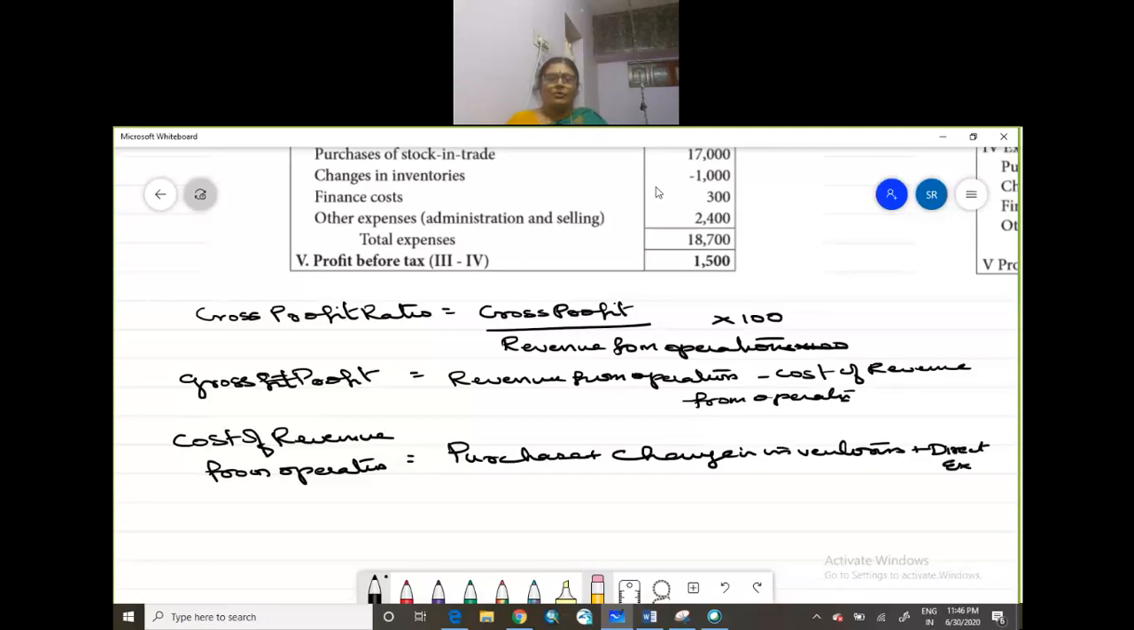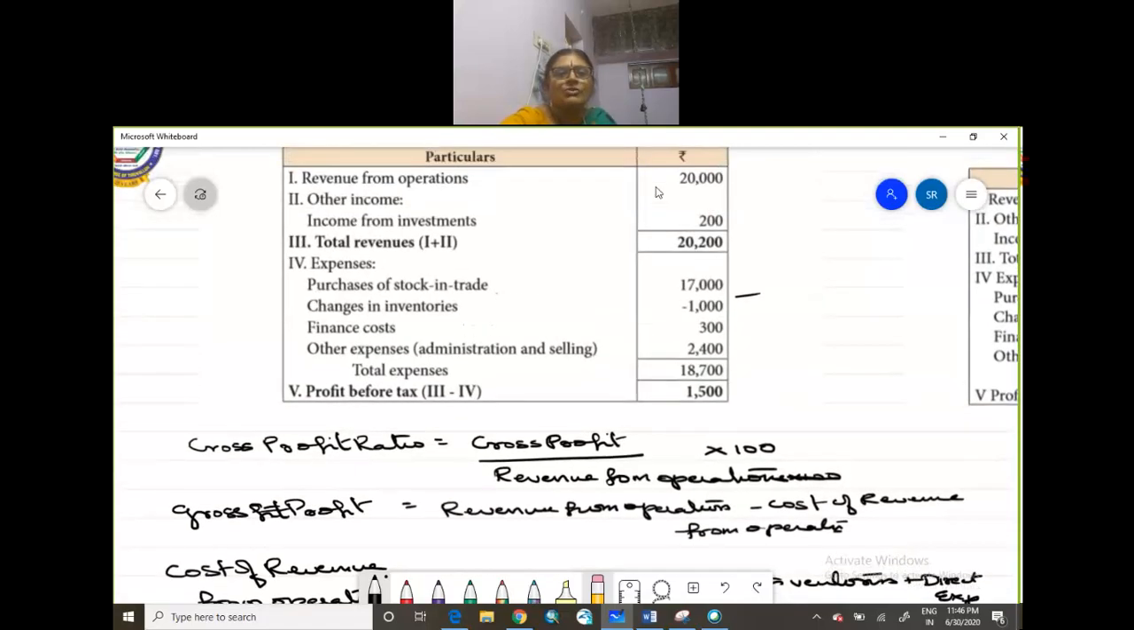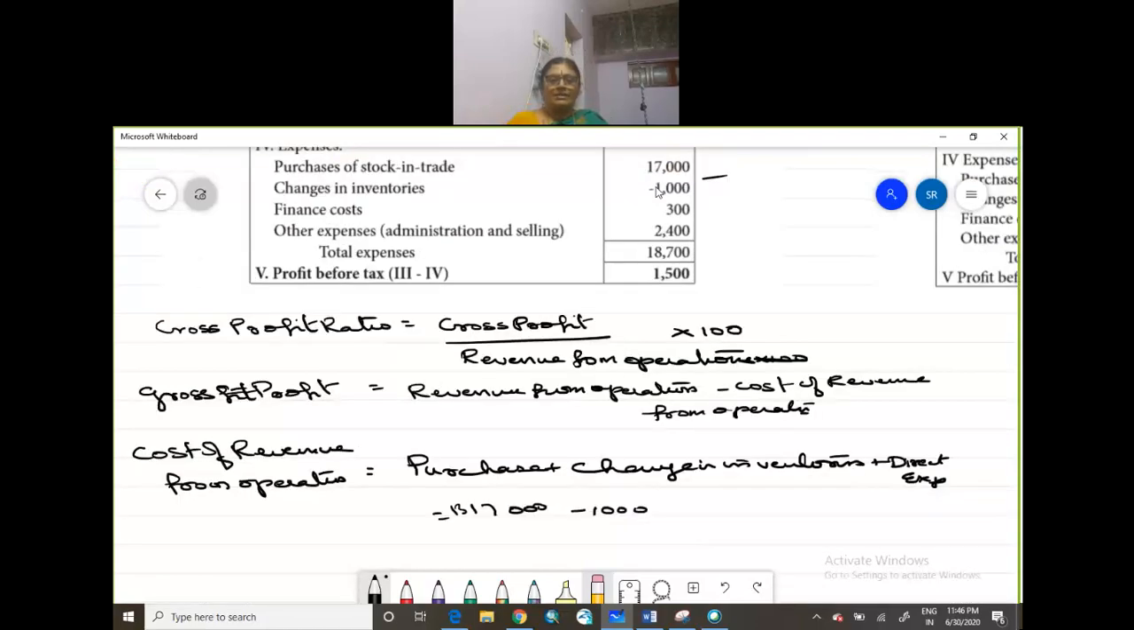Right. Now what is your purchase? In this problem here you have 17,000 rupees. Change in inventories, they give you a minus figure 1,000. Opening minus closing is your change in inventories. Now see if you have any direct expenses. No, you have no direct expense. Admin selling expense you have. Finance cost you have. So we do not have any direct expense, so we will ignore that. So we have rupees 16,000 as your cost, right?